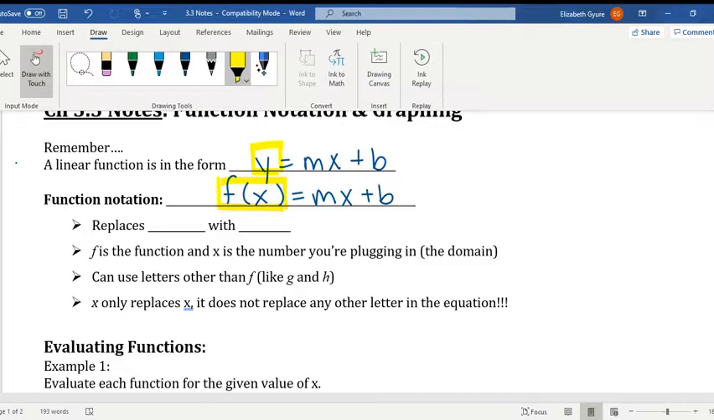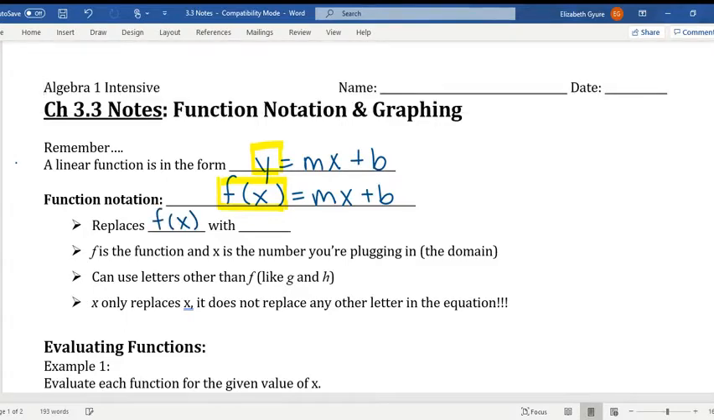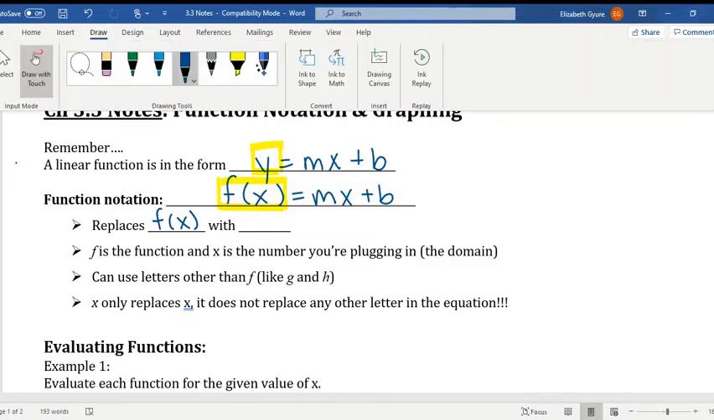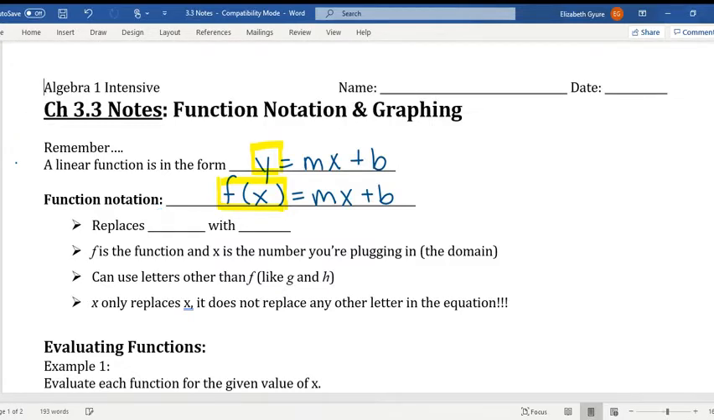So how this kind of works is that you replace y with f of x. I'm sorry, I wrote that backwards. You replace y with f of x. F is the function, and x is the number you're plugging in, which is your domain. You can also use letters other than f. Sometimes you'll see g of x. Sometimes you'll see h of x. It can look a few different ways.